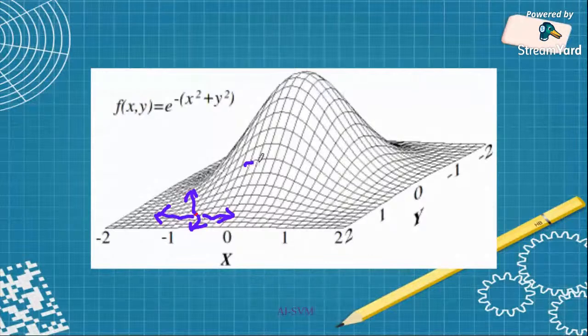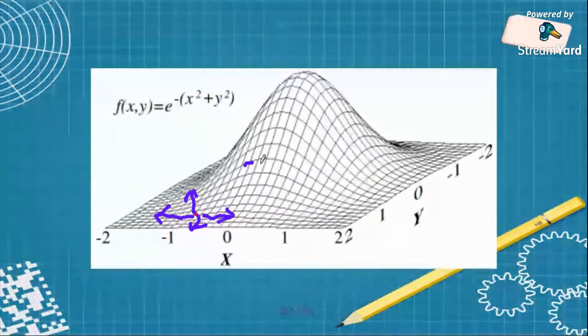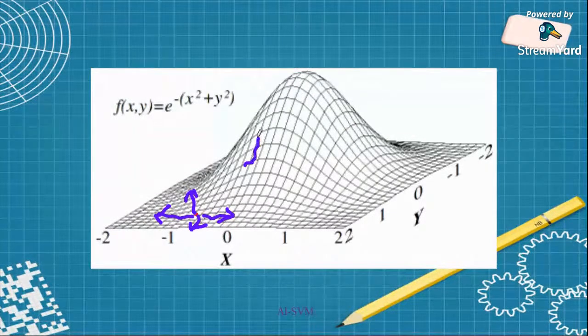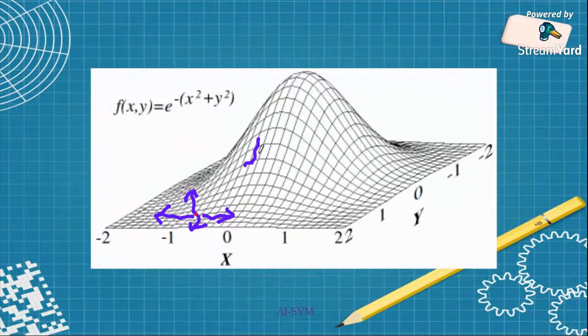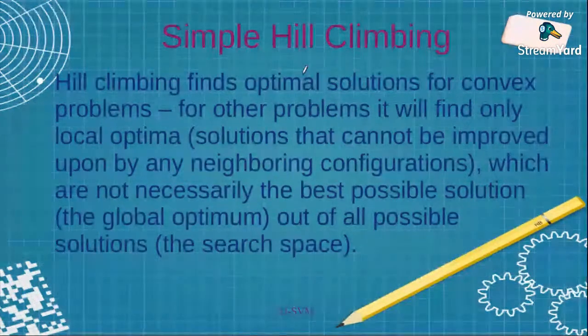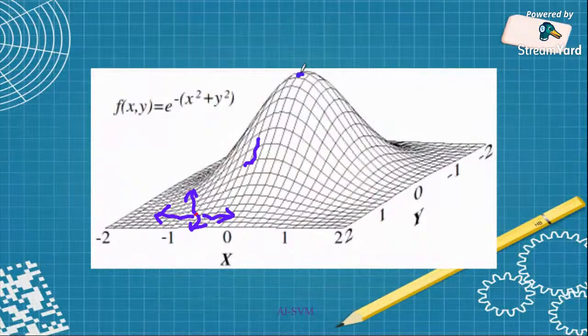Now, out of all these four, which one do you prefer? Definitely, you will prefer this direction because this is taking you up to a higher elevation. So we prefer it because our goal state is here. This is our goal state. Therefore, if you move in this direction, you will keep moving towards it as early as possible.